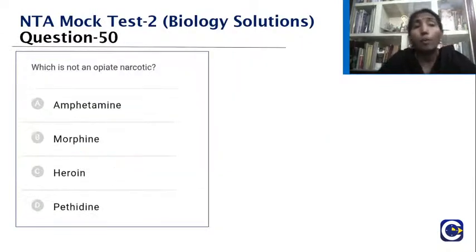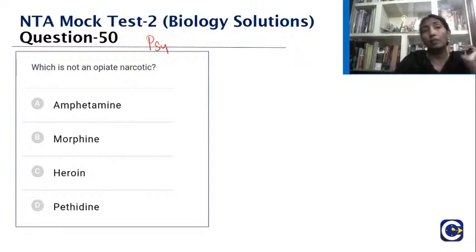Which is not an opiate narcotic? Amphetamine, morphine, heroin, pethidine. So when you look into these drugs, in pharmacology we classify drugs as psychotropic drugs, which are psychoactive drugs. Then we have another group of classification called hallucinogenic drugs. That is how we classify.